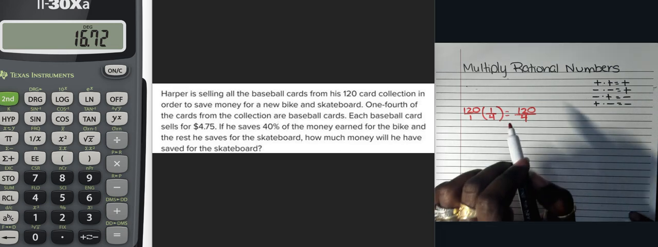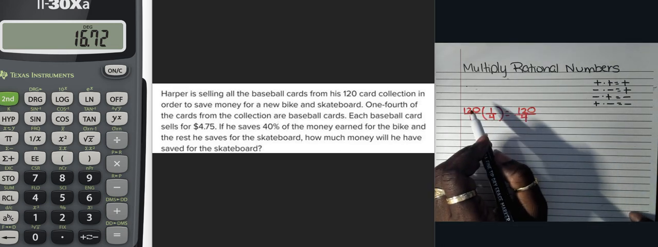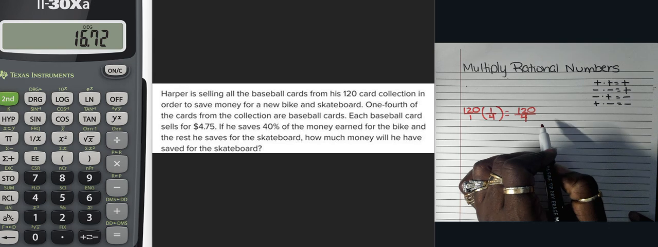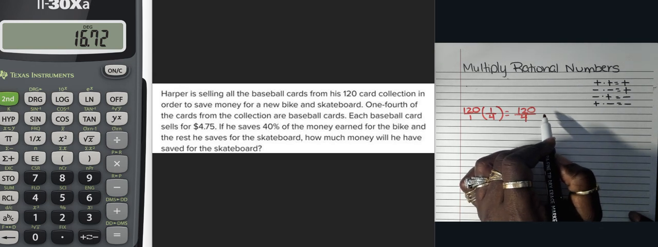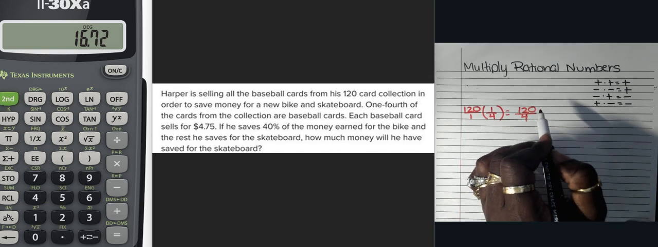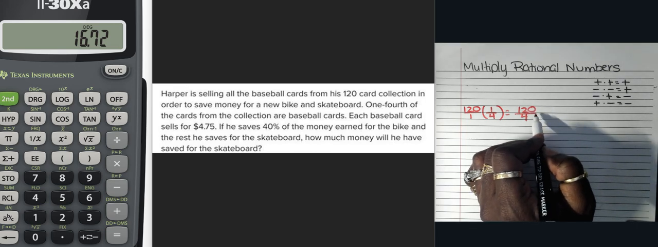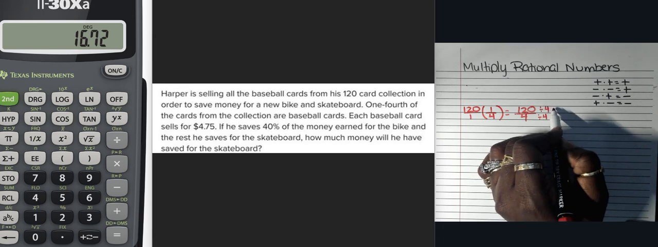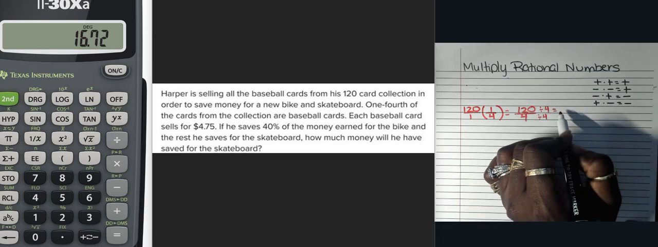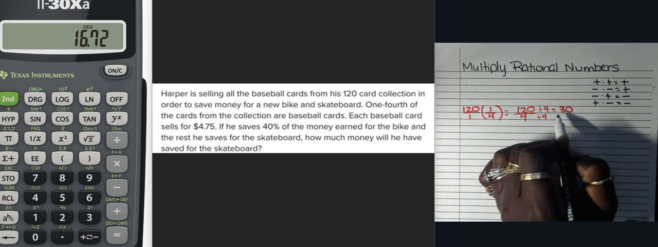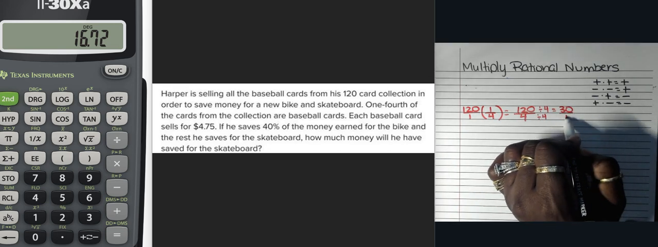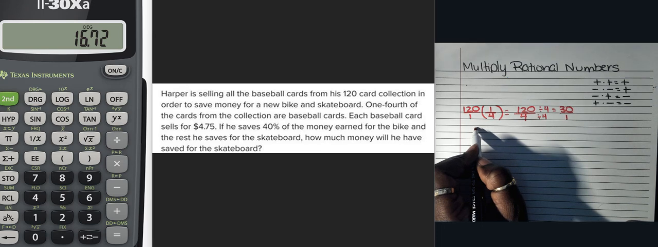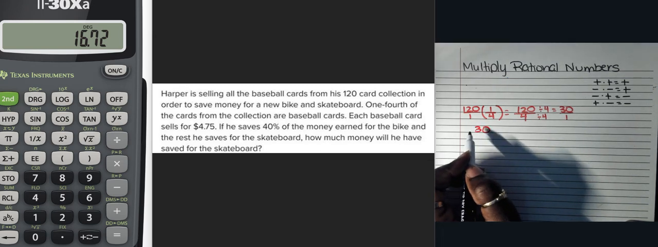Remember, we also learned that we could simplify by dividing out our common factors. If you don't divide out the common factors, then you have to simplify at the end, and that's what we're going to do now, just to show you that it's a little bit more work if you have to do it at the end. Well, first off, I know that both of these can be divided by 4. So I'm going to divide both the numerator and denominator by 4. And by doing that, 120 divided by 4 gives me 30. And then 4 divided by 4 gives me 1. So what this tells me is 30 of his cards are baseball cards.